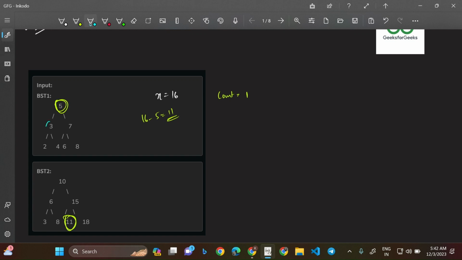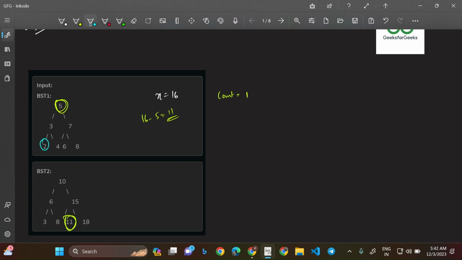Now come to 3. What is the difference that I need to search for? 16 minus 3, that is equal to 13. Do I find 13 in BST2? No. So this is also gone. 3 cannot be a pair. Coming to 7, what is the difference I need to find? 16 minus 7 equal to 9. Do I find 9 in my BST2? No, I cannot. So this is also not going to be one of the elements of a pair.